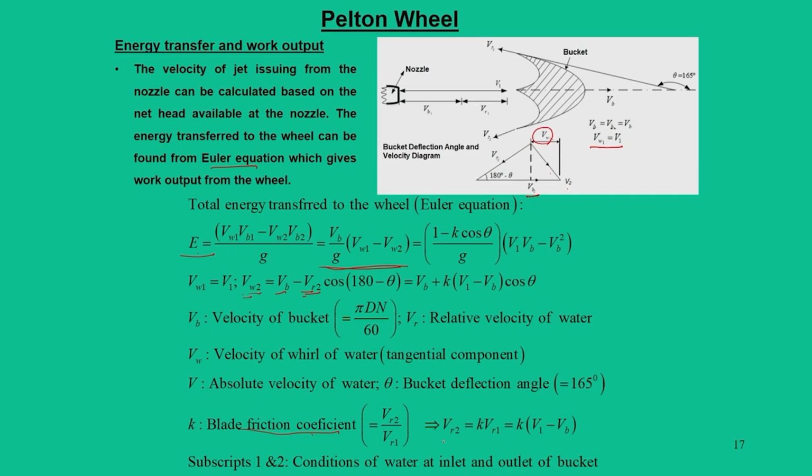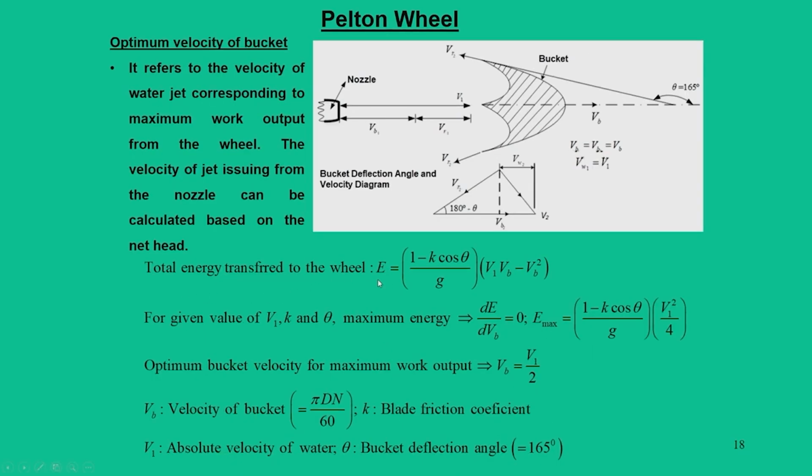So, that way Vr2 can be linked with respect to V1 and Vb through a factor k. Putting these two expressions together, we arrive at the energy transferred to the wheel as (1 minus k cos theta) by g into (V1 Vb minus Vb square). And moreover, emphasis is given that the bucket deflection angle is always kept as 165 degrees.